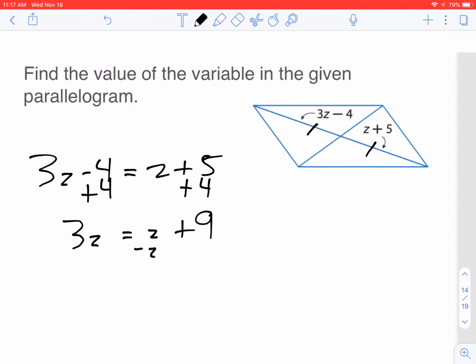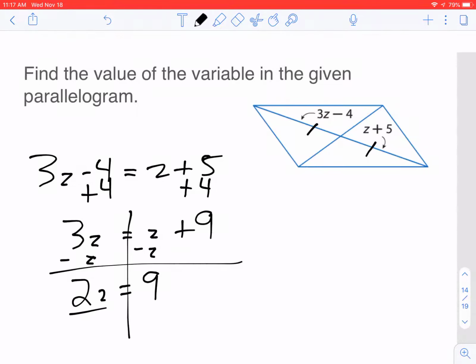I'm going to subtract z. Of course, we're going to get a decimal here. Oh well. 2z equals 9. Divide both sides by 2. Z equals 4.5.